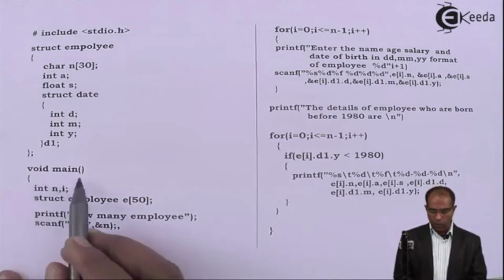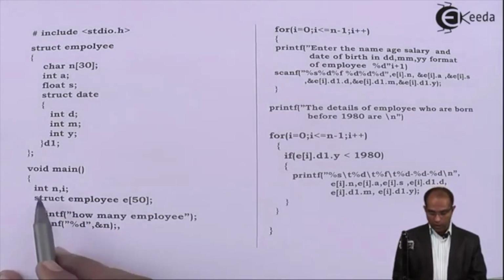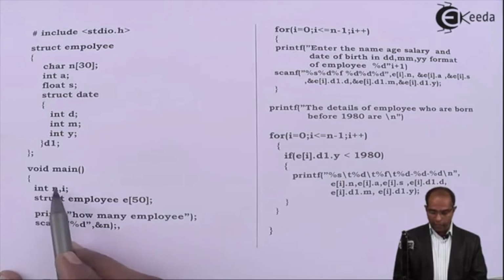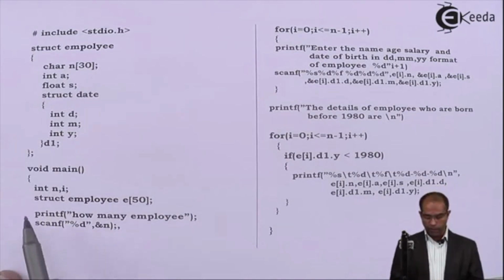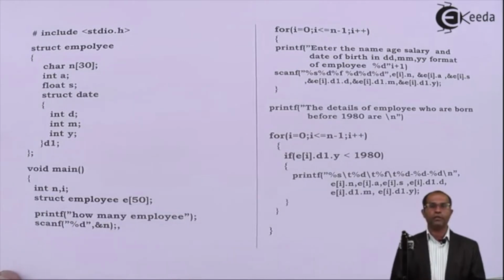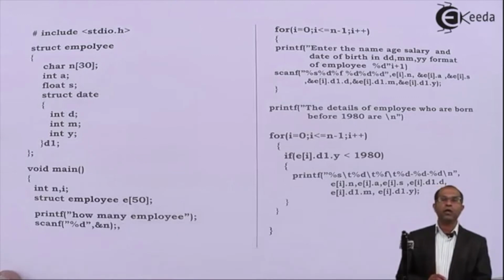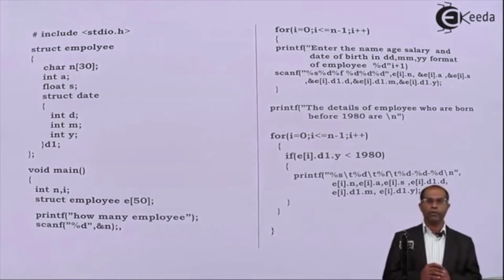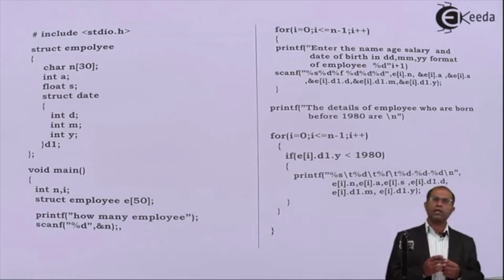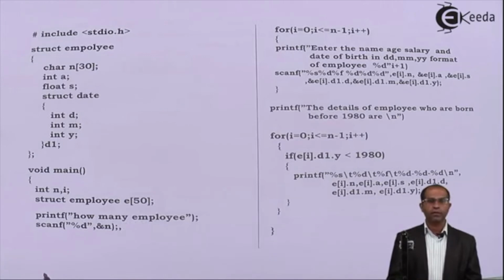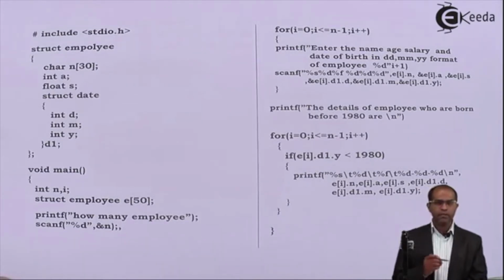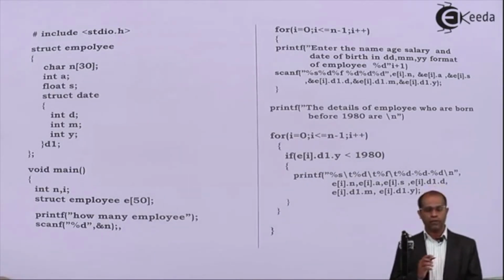So here I'll say void main, int n and i, where n counts the total number of employees and i will be a loop variable. I'll say struct employee e of 50. So here I'm assuming that this program will be done for a maximum 50 employees. You can cut down if you say that the institution or the organization has got only 10 or 12 employees, you can cut down the size of this particular employee. But the maximum size which I have created is for 50 employees.